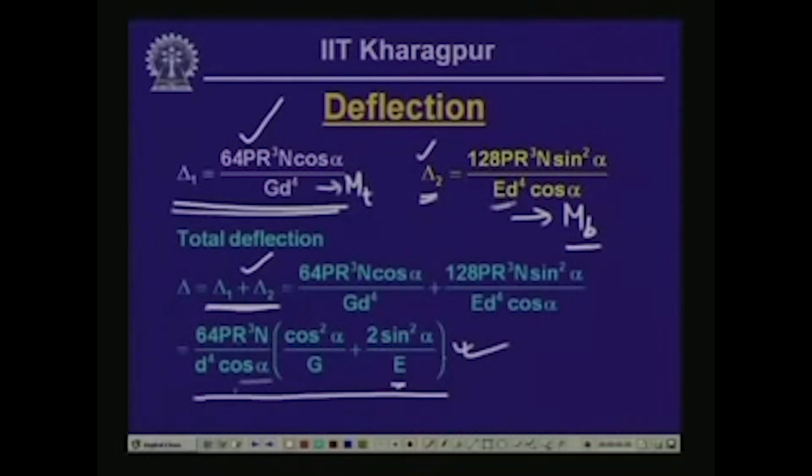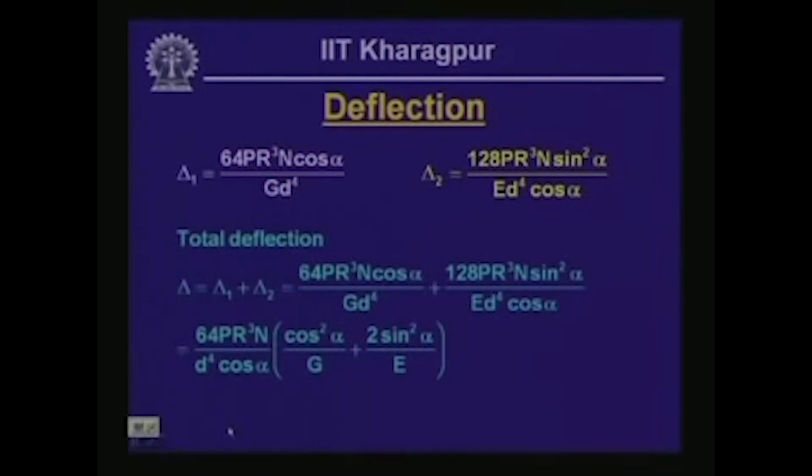And you know the meaning of all the terms. P is the axial pull, r is the mean radius of the spring coil, n is the number of turns, d is the diameter of the wire with which the spring is formed, G is the shear modulus, and E is the modulus of elasticity, and alpha, as you know, is the helix angle, which is tan inverse of p by 2πr.